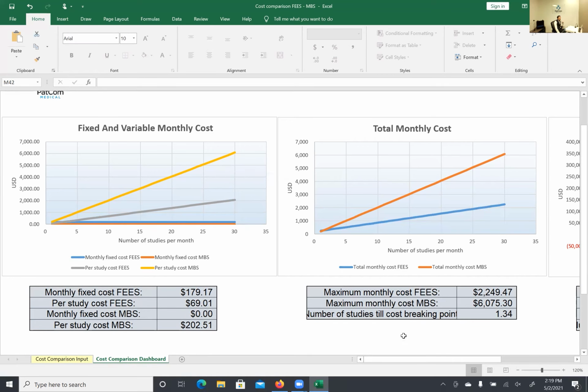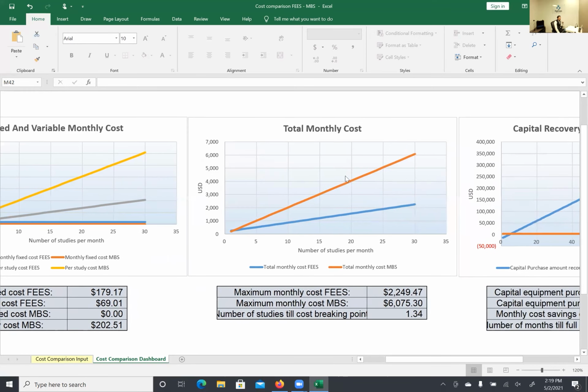Now, the next graph over here, the one in the middle, total monthly cost, doesn't make a difference between fixed and variable in that sense. It mixes it all together. What's my total cost and how does fees compare to MBS? And where do these lines cross?